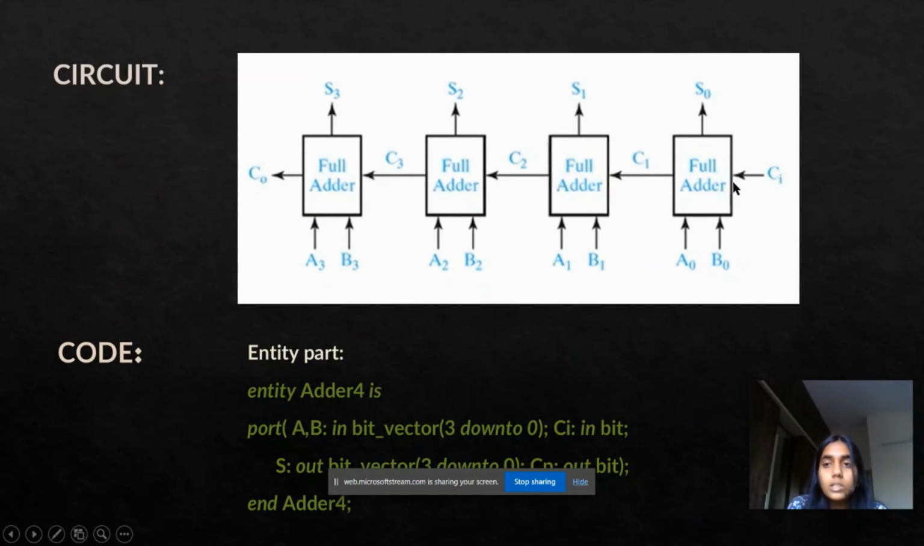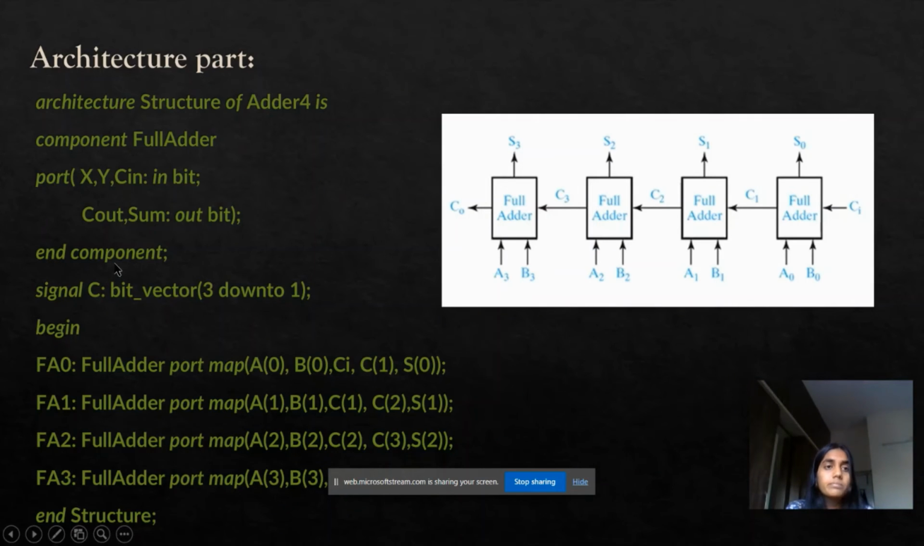So 3 down to 0. And the carry in, which is an input bit. Now S, which is an output bit, which is again 3 down to 0, 3, 2, 1, 0. And again CO as the output bit. Now we end the entity, which is end adder 4. Coming to the architecture part, I've put the image here again.